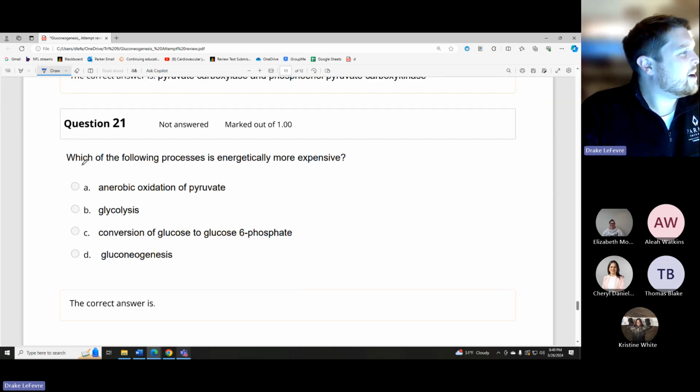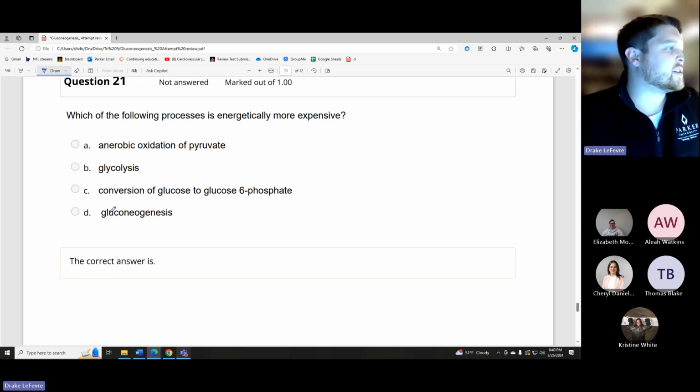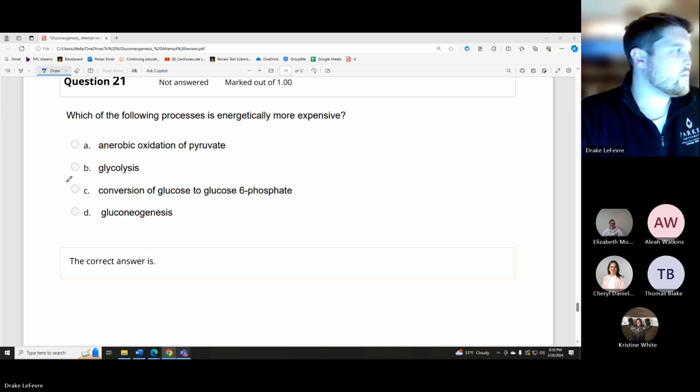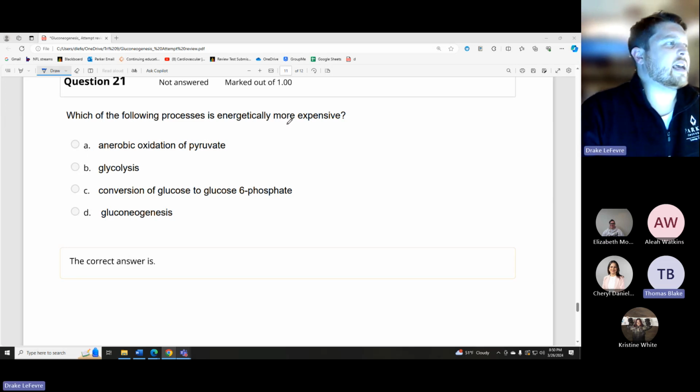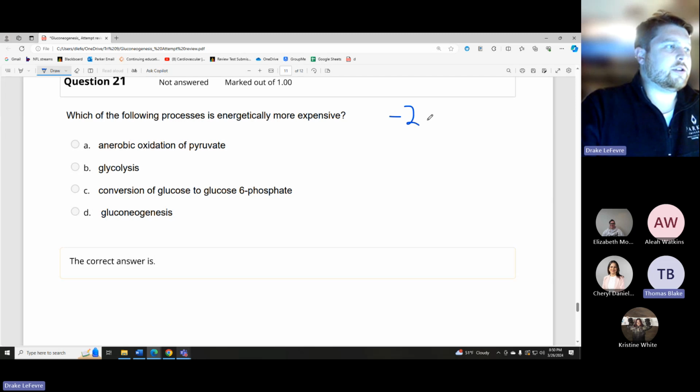Which of the following processes is energetically more expensive? Anaerobic oxidation of pyruvate, glycolysis, conversion of glucose to glucose 6-phosphate, or gluconeogenesis. I'm going to say gluconeogenesis just because that's what we're in, but I don't really understand what he's asking. When he says energetically more expensive, kind of like how in glycolysis you have to use 2 ATP, you have to put in the energy in order to produce all this stuff.